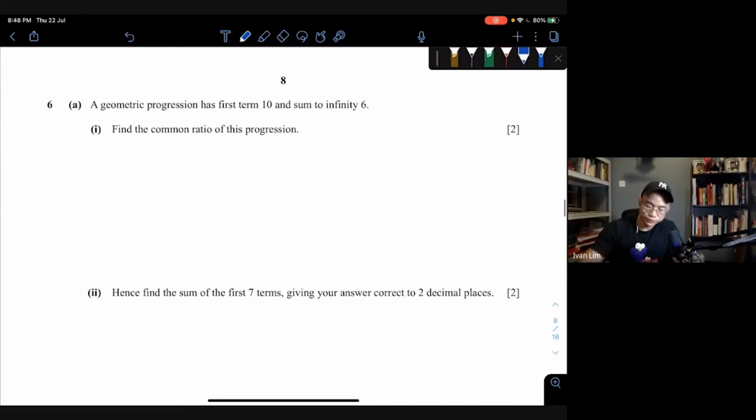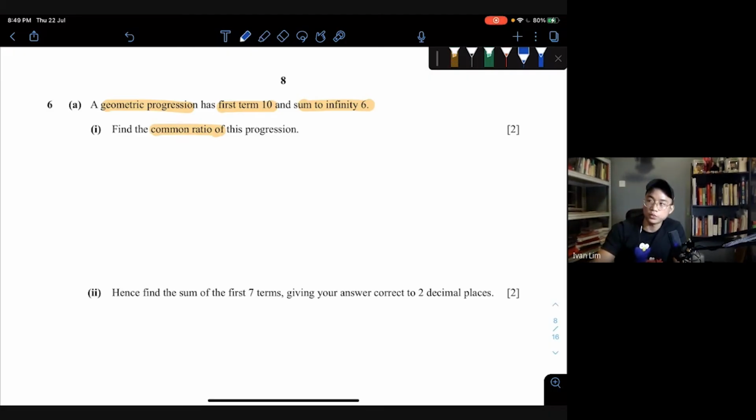Okay. This is on arithmetic and geometric progression. If you don't know, remember 5 formulas: 2 for arithmetic, 3 for geometric, all in the formula sheet. A geometric progression has first term 10 and sum to infinity 6. Find the common ratio of this progression. They give us A and S infinity, find the common ratio.